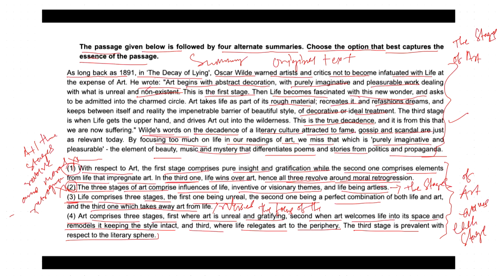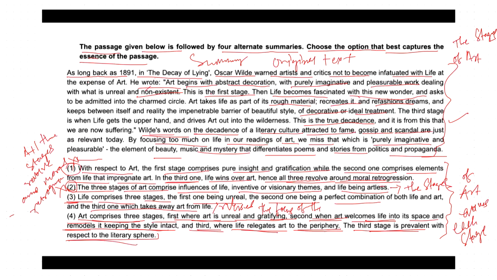So option four is actually the correct answer, because it states art comprises three stages. First, where art is unreal and gratifying. Second, when art welcomes life into its space and remodels it, keeping the style intact. And third, where life relegates art to the periphery. The third stage is prevalent with respect to the literary sphere.